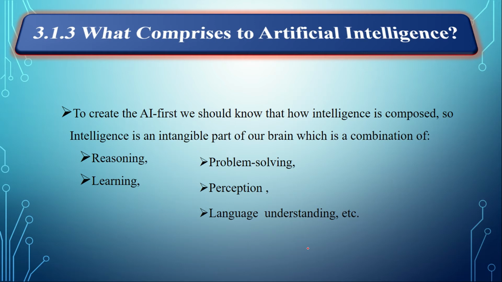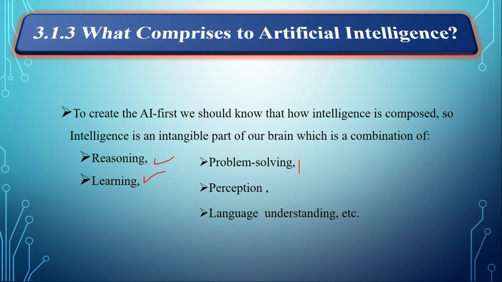Next, what does an artificial intelligence system, or AI, comprise? To create AI, we should first know how intelligence is composed. Intelligence is an intangible part of our brain, which is a combination of reasoning, learning, problem solving, perception, and language understanding. The combination of these listed things is necessary to create an AI system.